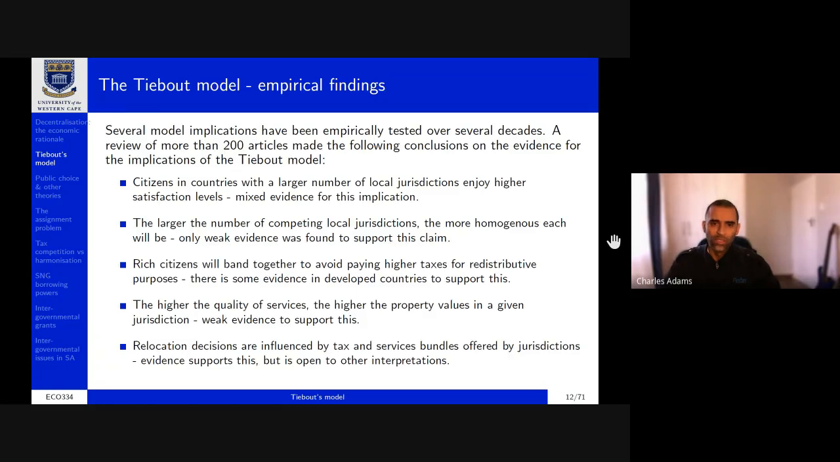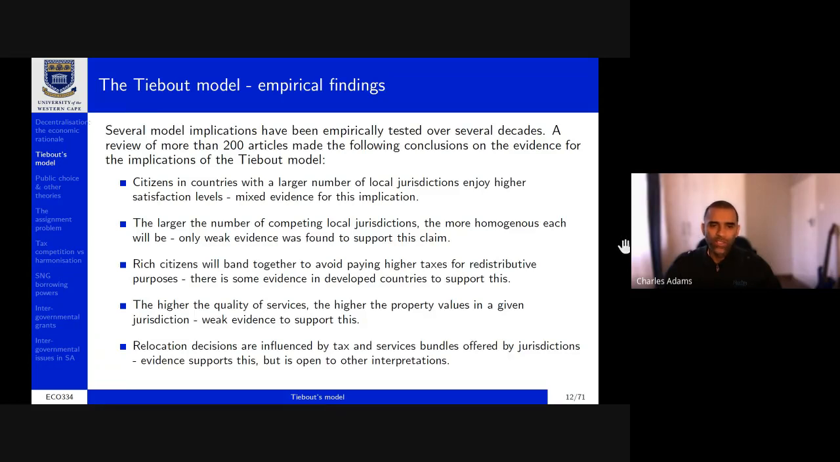There is some evidence that goes against this implication as well. Another implication is that the larger the number of competing local jurisdictions, the more homogeneous each will be, right? That relates to this idea that citizens will sort themselves into the jurisdictions that they believe best represent their interests, and therefore there will be some homogeneity within jurisdictions and more heterogeneity across jurisdictions. That's one implication of the model. The review discussed in the textbook suggests that there's weak evidence to support this claim. We do observe some homogeneity within jurisdictions, but the evidence is rather weak.